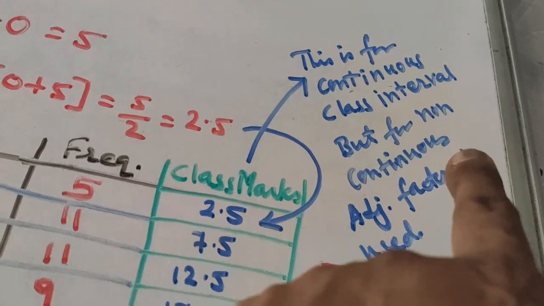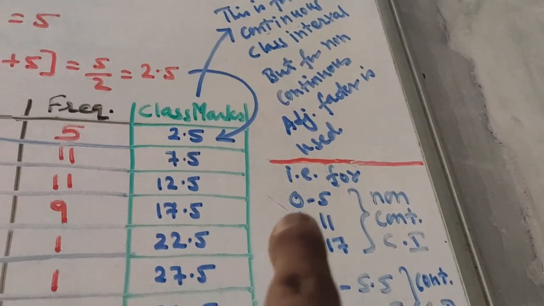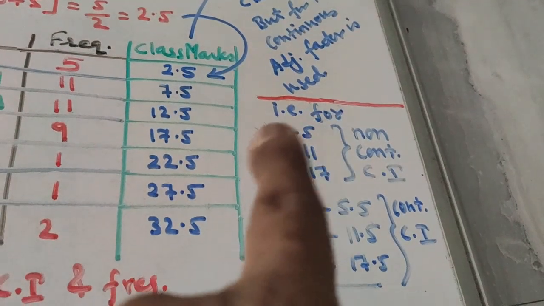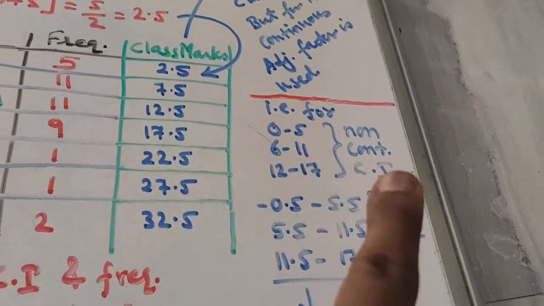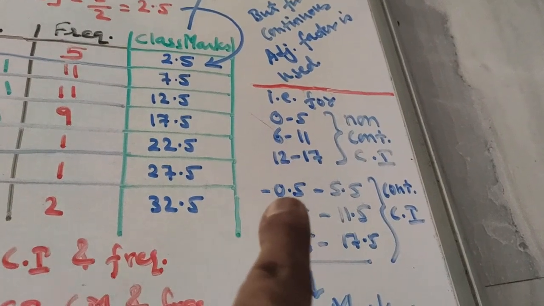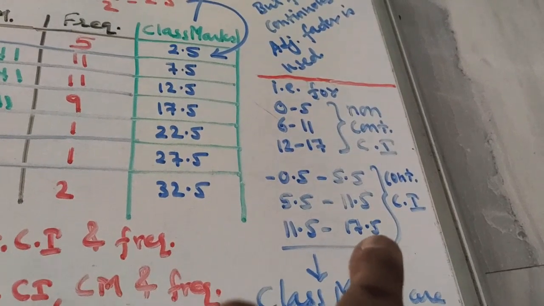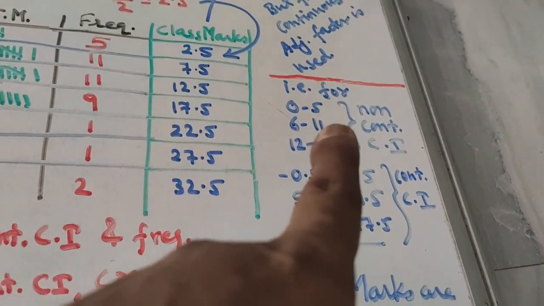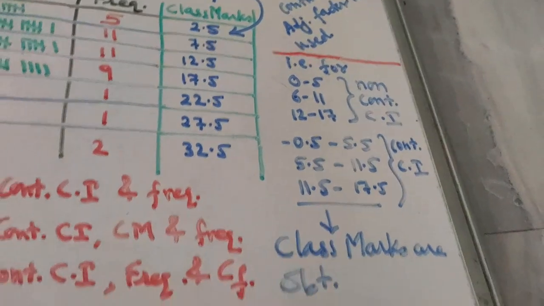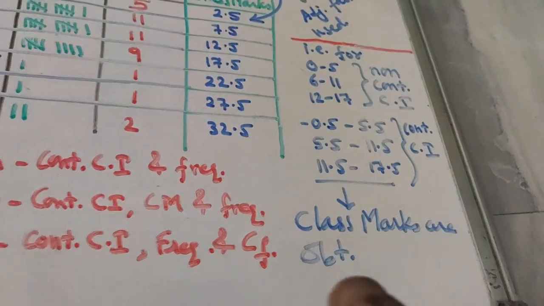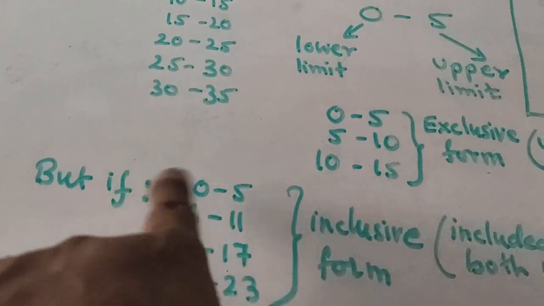But for non-continuous class interval, you have to go for an adjustment factor. That is, if it is 0, 5, 6, 11, 12, 15, 12, 17, then you have to subtract 0.5 from the lower limit and you have to add 0.5 to the upper limit. So minus 0.5 to 5.5, 5.5 to 11.5, 11.5 to 17.5. I am making the non-continuous class interval into continuous class interval, and class marks are obtained afterwards with the help of this. So class marks are obtained only if there is a continuous interval.